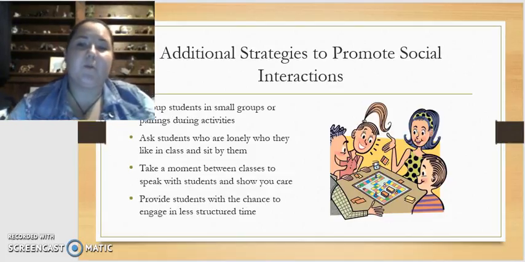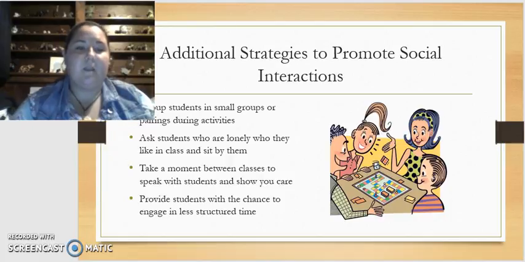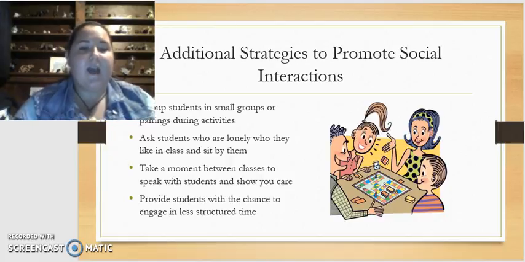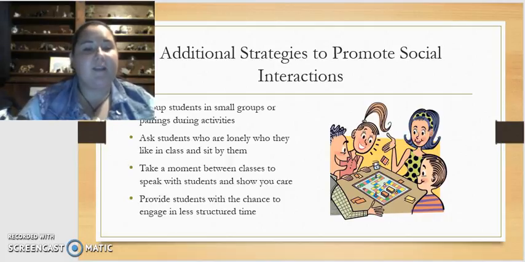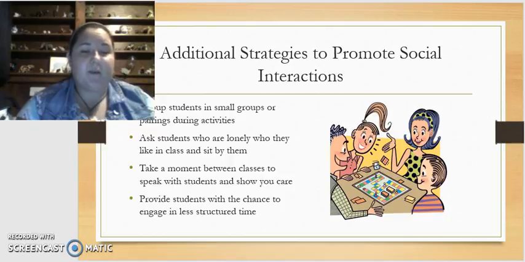Additional strategies to promote social interactions. Group students in small groups and pairings during activities. Ask students who are lonely who they like in the class and let them sit by them. This gives them the chance to make new friends. Take a moment between classes to speak with students and show that you care. I believe that this is very important, that students should be aware that you care about them and that someone is in their corner, because a lot of them don't have that at home.